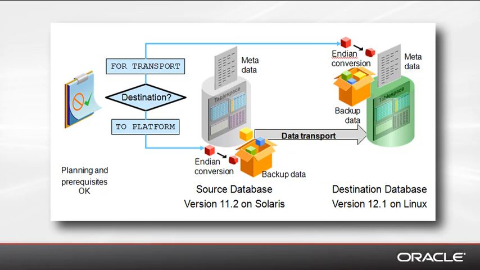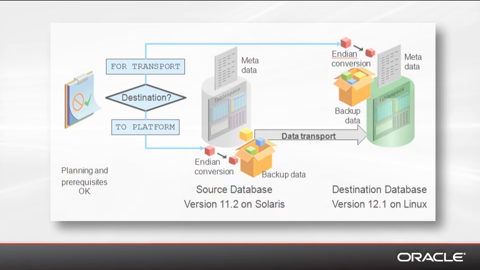This slide gives you a graphical overview of this demonstration. After checking some prerequisites, you will see that we take a backup on the source database, which is an 11.2 database on Solaris. Then we perform the data transport with FTP, and on the destination, which is a 12.1 database on Linux, we restore and recover the files. If needed, RMAN can perform an endian conversion for you depending on the FROM PLATFORM or TO PLATFORM clauses.